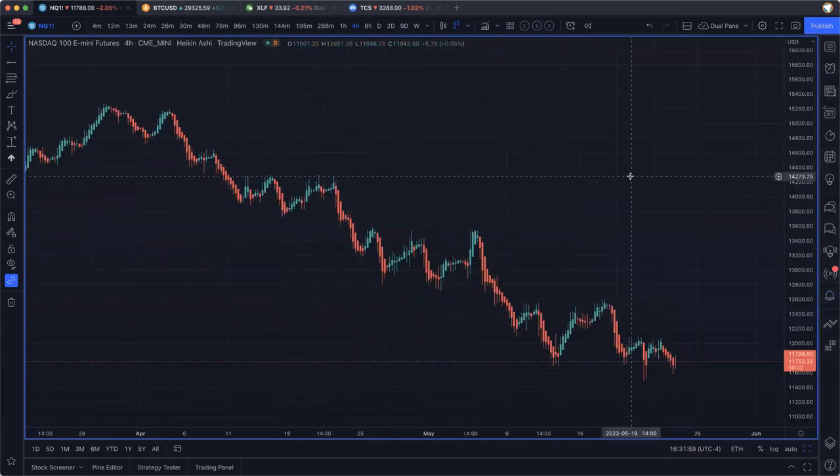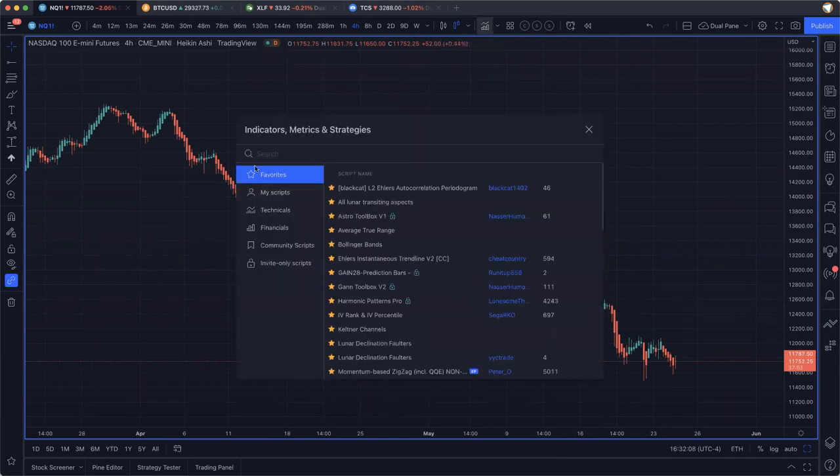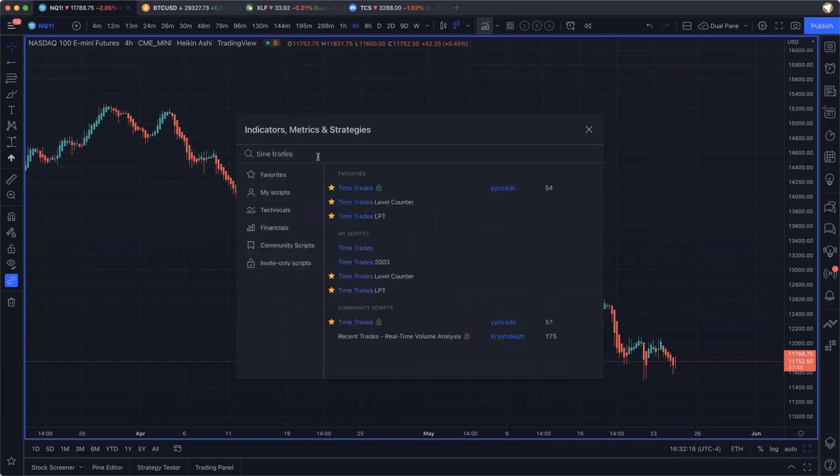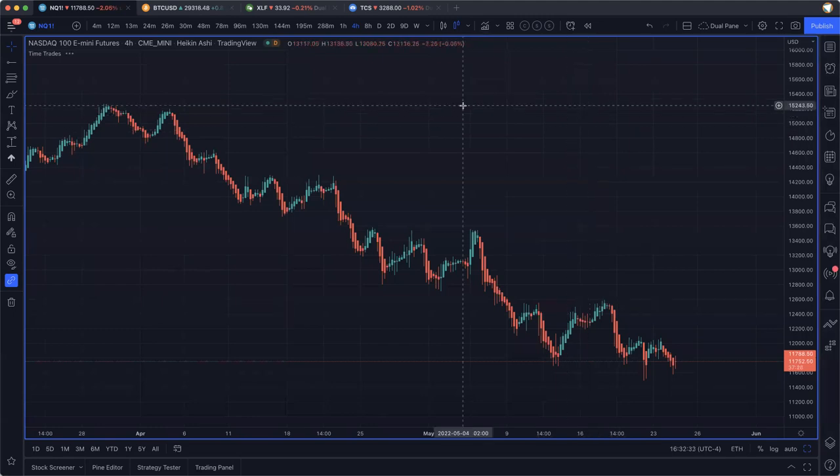We're looking at a blank chart right now, and to find the Time Trades indicator, you would click up here on the indicators button in the toolbar. It's down here under invite only scripts, or you can just search for Time Trades, and you can see it there. It's a private indicator, but you can see that I've been granted access. YYC trade is me. So click on that, and then you can close the indicators dialog.